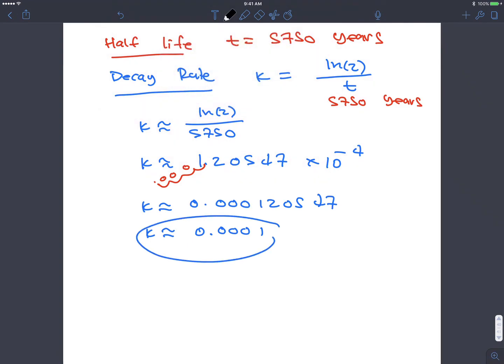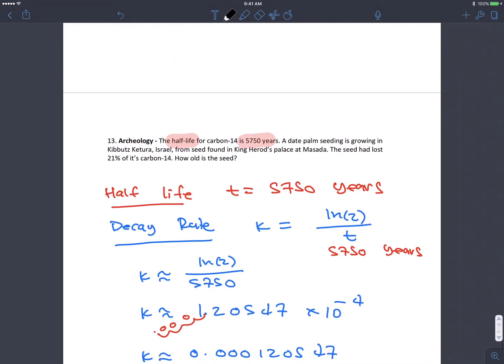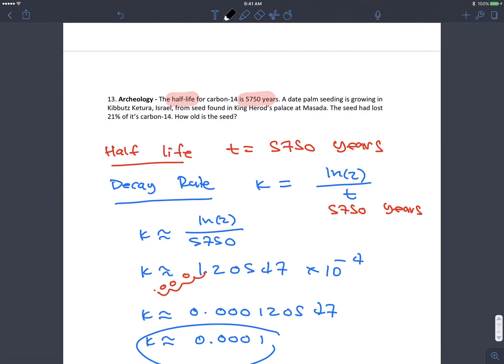So our model becomes P equal to P naught e to the minus 0.0001 t. This is the exponential decay model, and it's minus since it's decay. So we got the decay rate. Boy, that's actually less than 1%. That's about 1/100th of a percent. Very small. So once we got the model now, let's see what the question is.